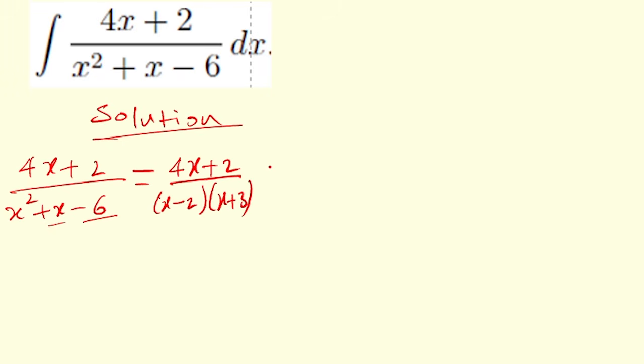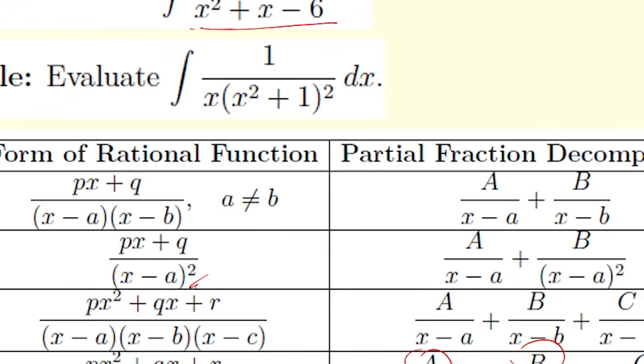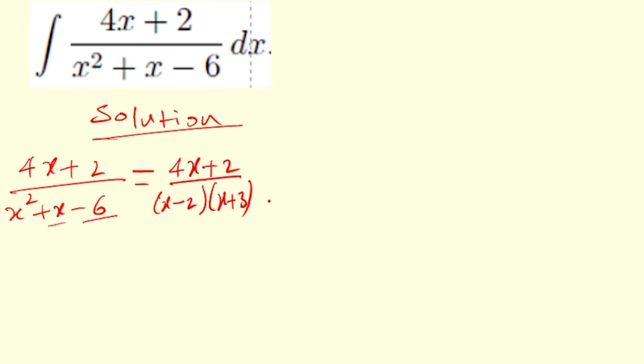So we need to represent this based on the above. Remember, whenever you have two linear factors, x minus a and x minus b, you will take a over x minus a, b over x minus b. Therefore, here we let it be a over the first linear factor, x minus 2, plus the other constant b over the other linear factor, x plus 3. Then this is the sum of rational expressions, so apply addition of rational expressions.